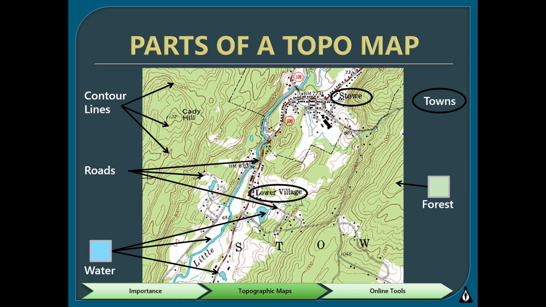Alright, so here we've got different features that are going to be shown on a topographic map. We've already talked about the contour lines. Then there's roads. There's water, so those are the ones represented in blue, the stream and different lakes. Also there are towns, so Lower Village and Stowe are a couple different towns represented, and then the green areas that are kind of grayed out are more forested.